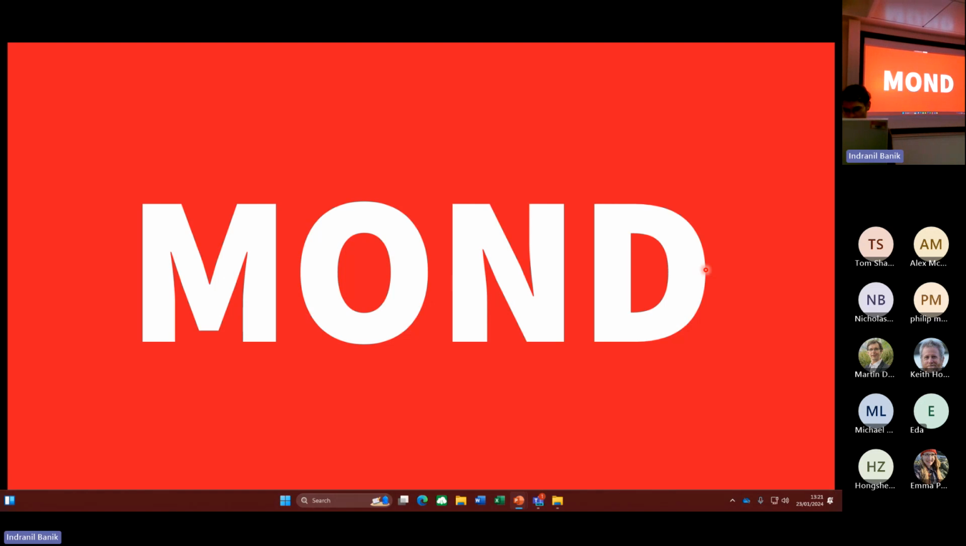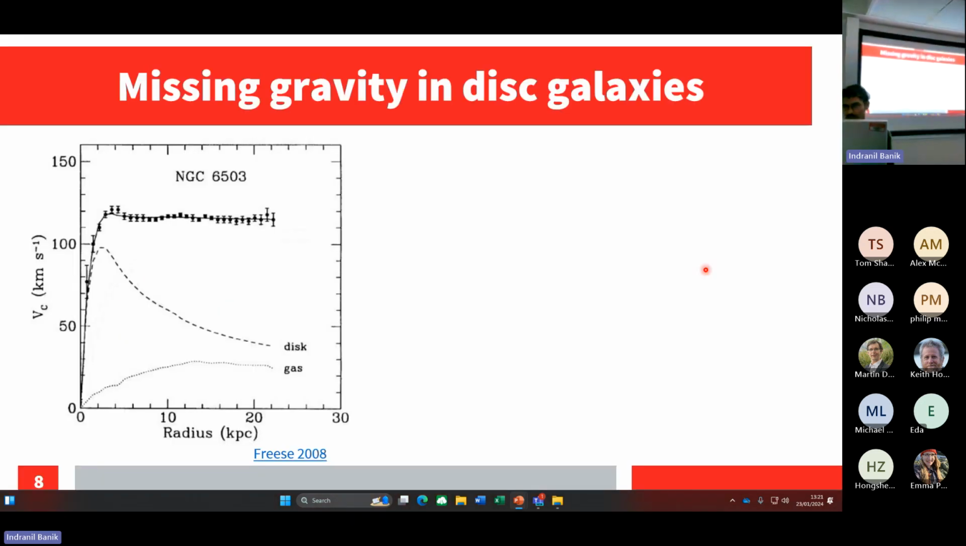So I'm going to explain briefly about the MOND model that we use. This is motivated by the rotation curve anomalies, or the missing gravity, that we see in disk galaxies. Disk galaxies have rotation curves which look like this. This is the rotation speed as a function of distance. This is the Newtonian expectation, and these are the observations.